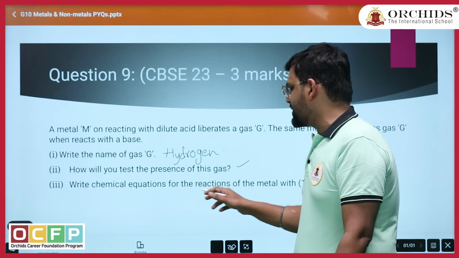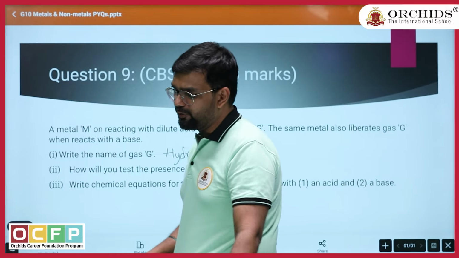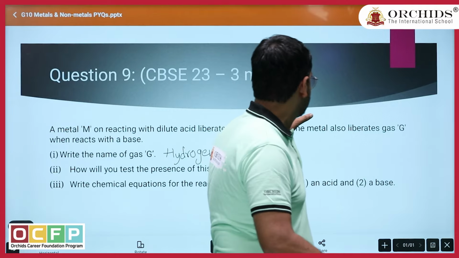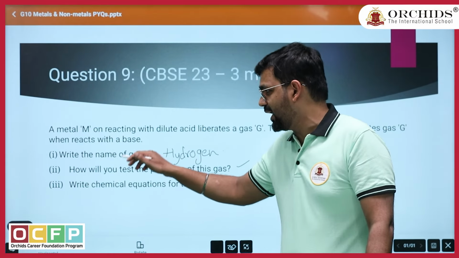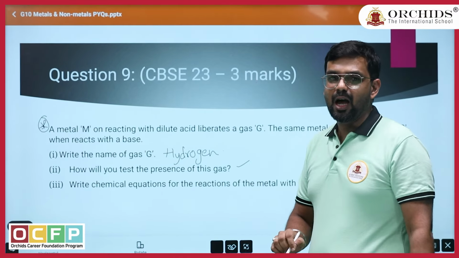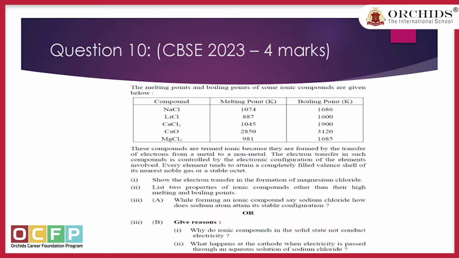Now write the chemical equations for the reactions of the metal with acid and a base. So this task I am giving for you to solve. Okay, so we have covered question number 9, a CBSE 3-mark question. This is very, very important, where you can expect these types of questions. Shall we all move to the next question, the final question of our session, question number 10.